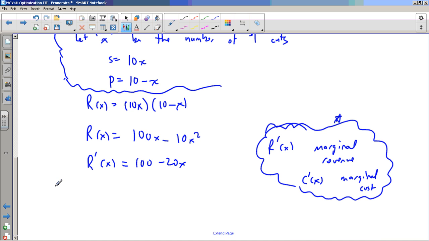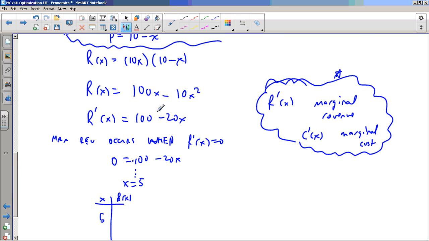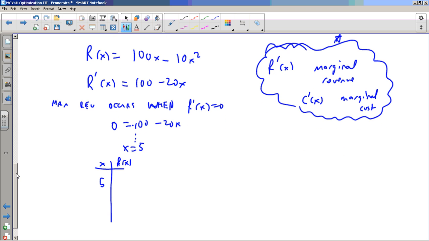Well, maximum revenue occurs when R prime of x is equal to 0. 0 equals 100 minus 20x, so x equals 5. All right, dandy. So then, what do I got? Well, there's the one that I want to investigate, the revenue there. If I put that back into the formula, that's just going to be 500 minus 250, which is 250.